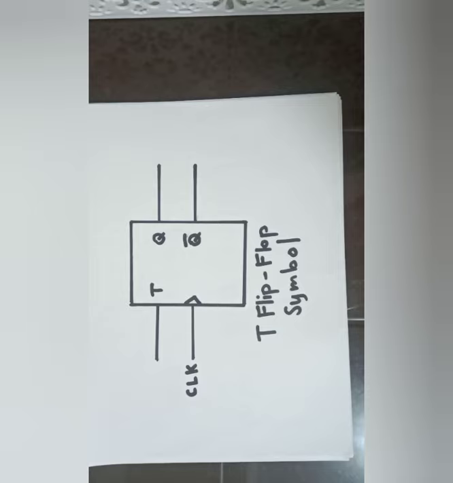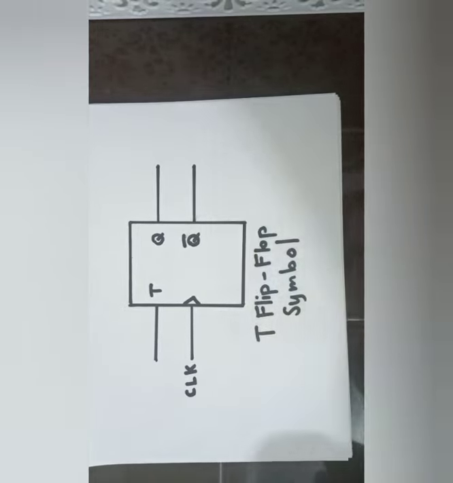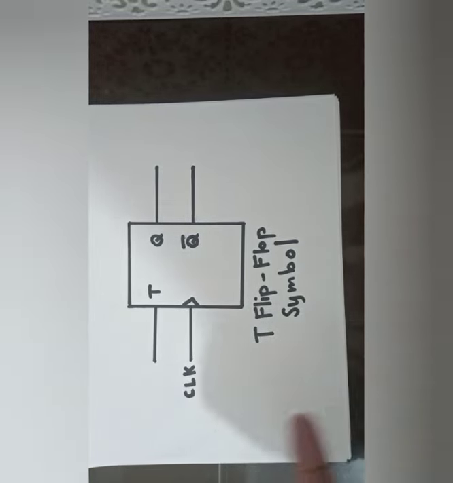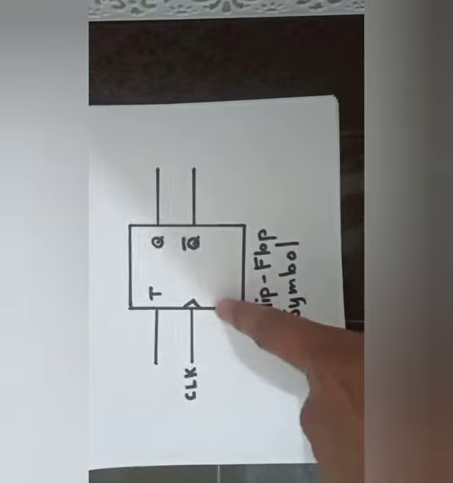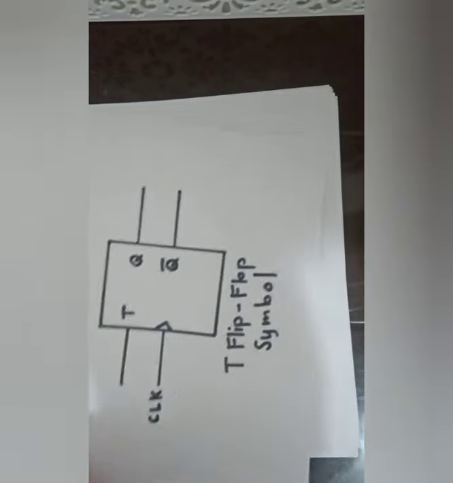It means that, for example, if our input is 0, then the toggled output will be 1, and if the input is 1, then the toggled output will be 0. Here in the symbol, we also have the clock and the Q and the Q bar.